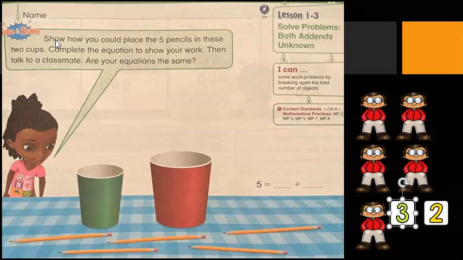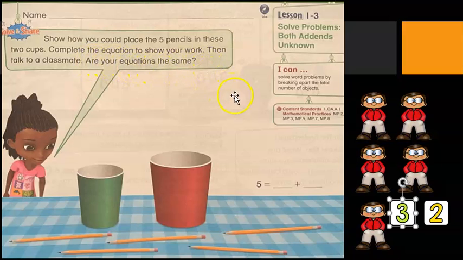Now, read with Mr. Begay. Follow with me. Let's see what Jada is telling us. Let's read together. Ready? Here we go. Show how you could place the 5 pencils in these 2 cups. Okay, so that first sentence there, Jada wants us to show how we could place these 5 pencils in these 2 cups. She says, complete the equation to show your work. Then talk to a classmate. Are your equations the same?